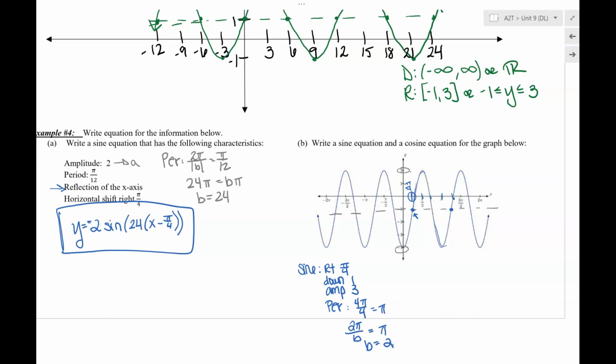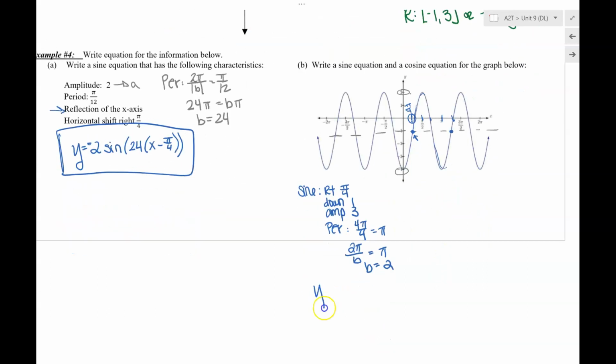Cross multiply if you need to. Okay, so then we can write the equation. Y is equal to, okay, our amplitude is 3. I'm going to cross it off because I'm going to put it in here. Sine. The b value is 2. We go right pi over 4 units. And we go down 1 unit. So there's our sine function.